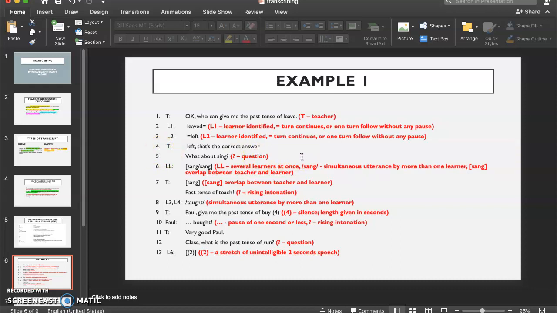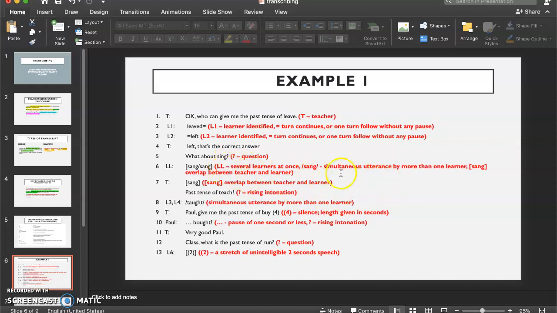All right. Okay. So T for teacher. This symbol here shows turn continuous, or one turn follows without any pause. So if you put this symbol here, you have to put the symbol here as well. That means after L1, L2 immediately speaks. There's no pause. All right. Okay, and then here a question. Okay, for the question mark.